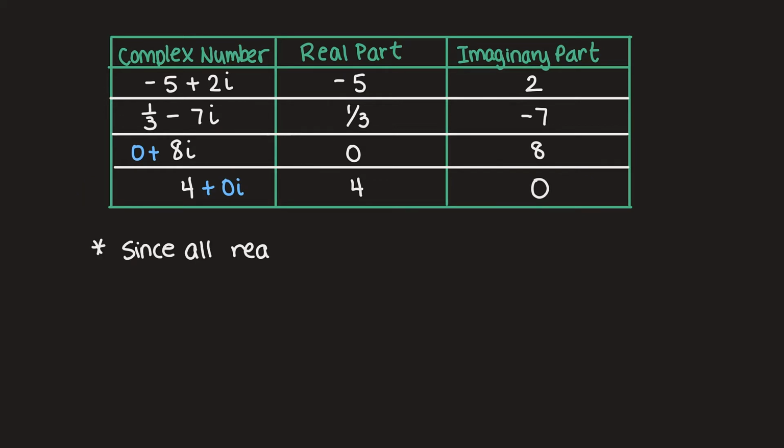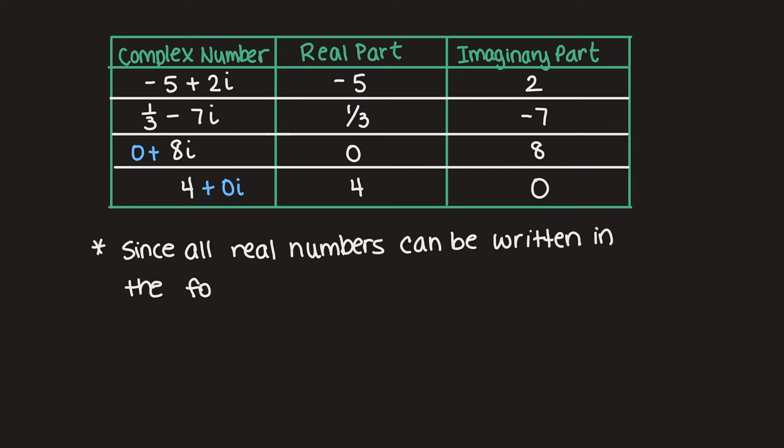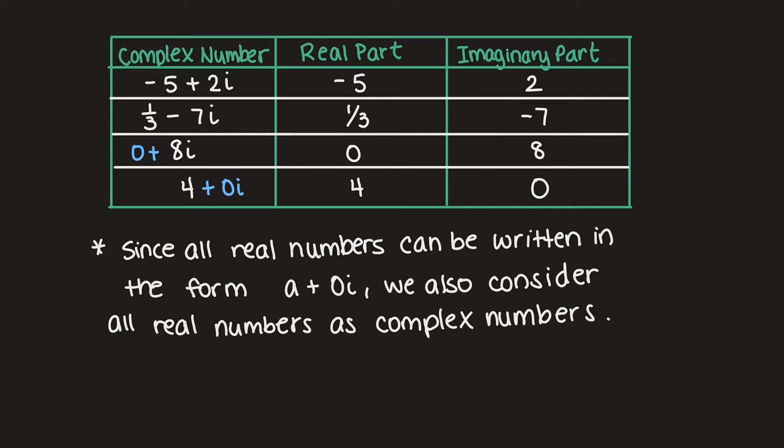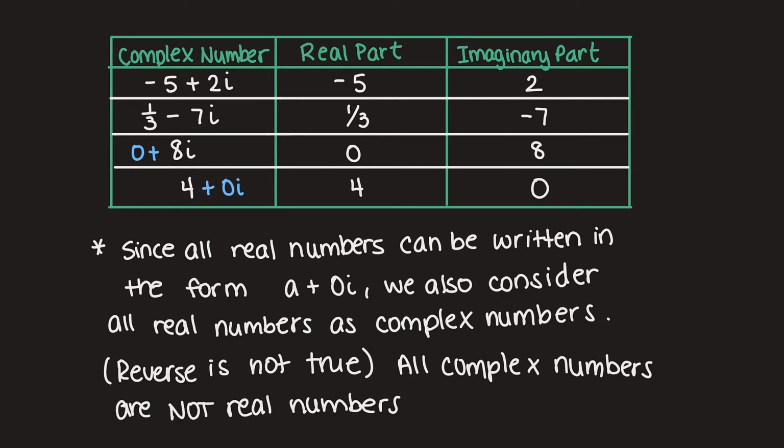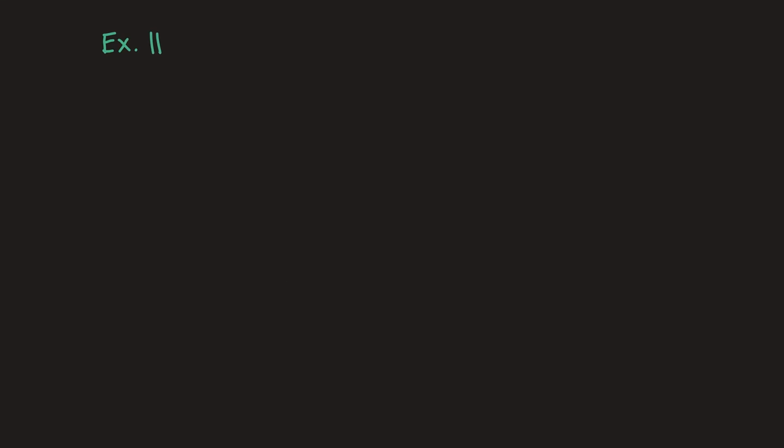Therefore, since all real numbers a can be written in the form a plus 0i, we also consider all real numbers as complex numbers. However, the reverse is not true. All complex numbers are not real numbers. Okay, so now let's try some examples.